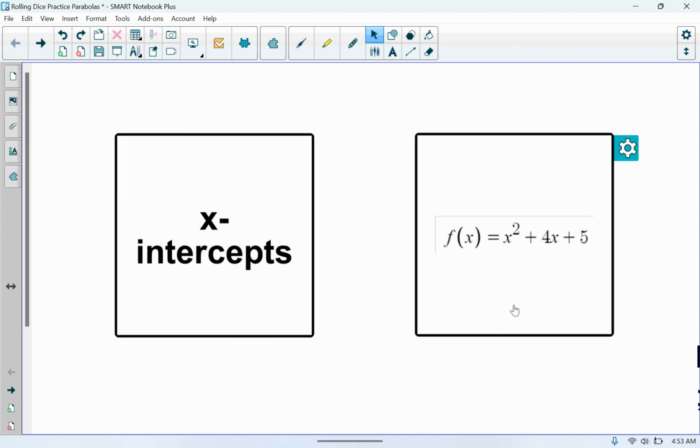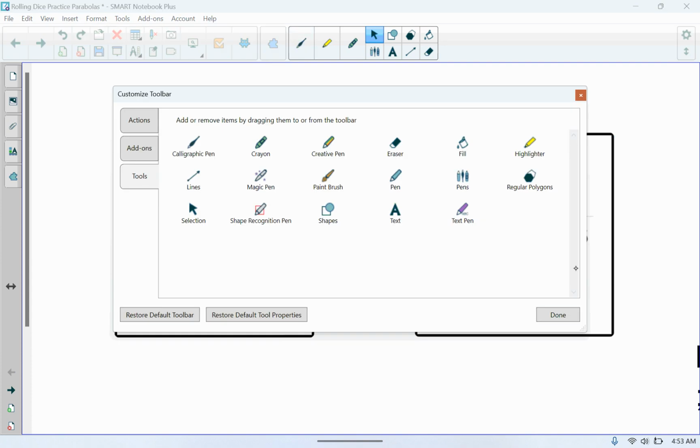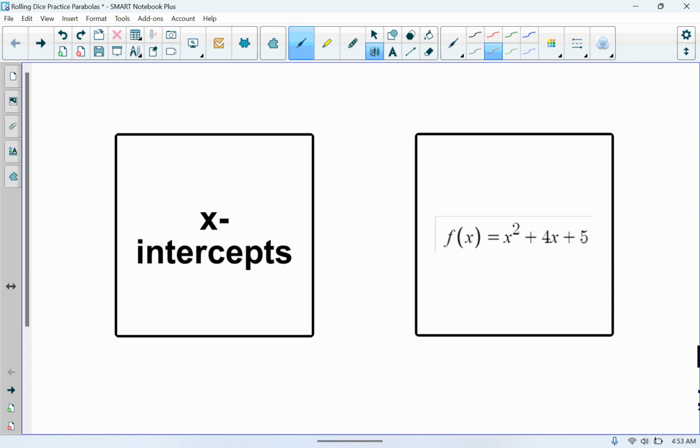Let's see. X-intercept. This was earlier, but this is still good. So X-intercepts means that I'm looking for places where my Y value or the output is 0. So essentially, we are solving this equation.